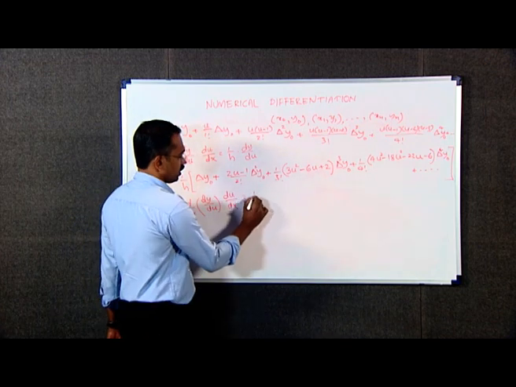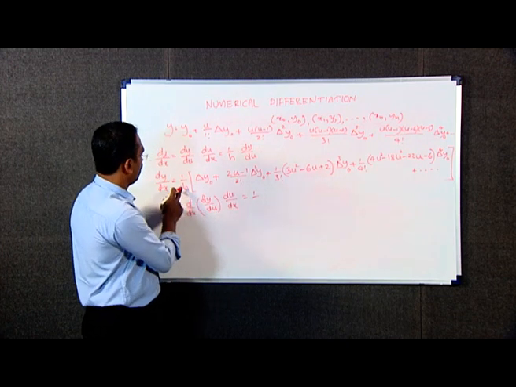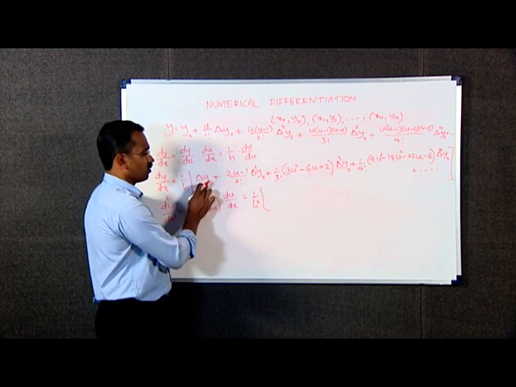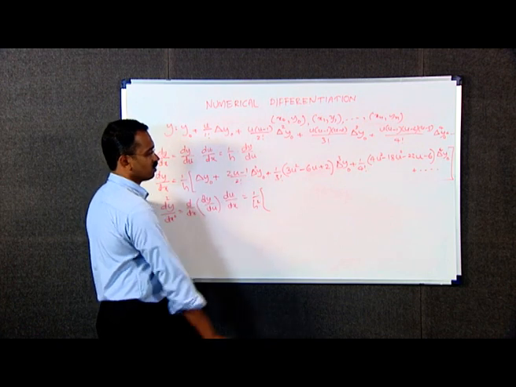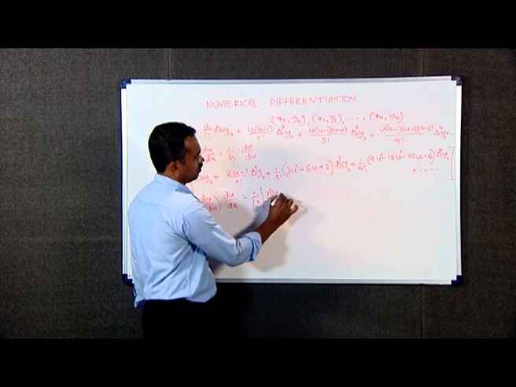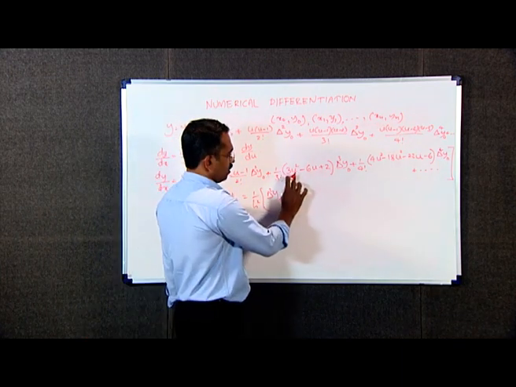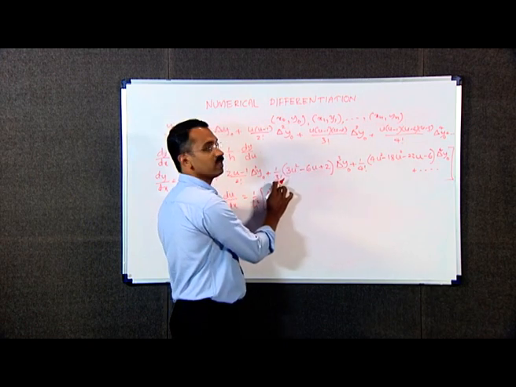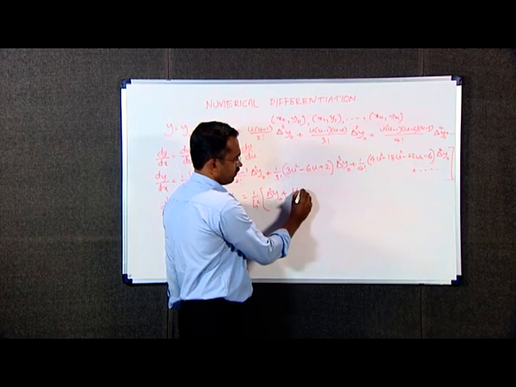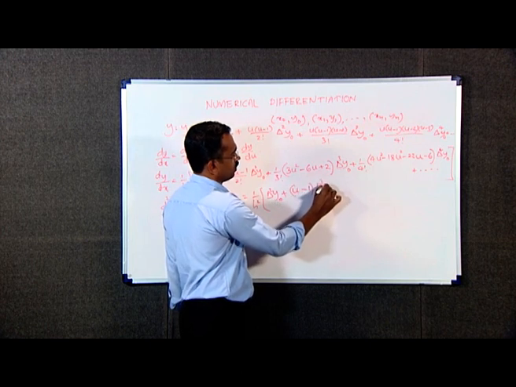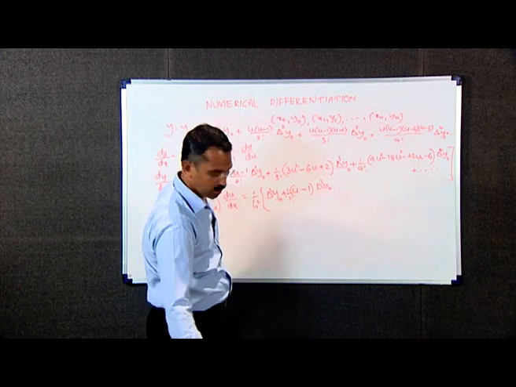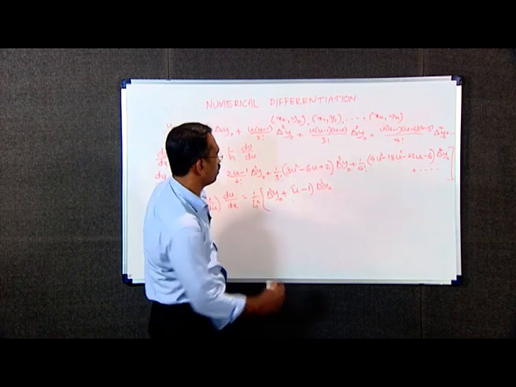Which is equal to 1 by h square, du by dx is 1 by h, therefore 1 by h into 1 by h is 1 by h square into delta y naught is a constant, therefore its derivative is 0. The derivative of 2u minus 1 is 2, 2 by 2 factorial is 1, that is delta square y naught plus, here the derivative is 6u minus 6, 3 factorial is 6, therefore 6 and 6 cancel, the remaining term is u minus 1 into delta cube y naught.